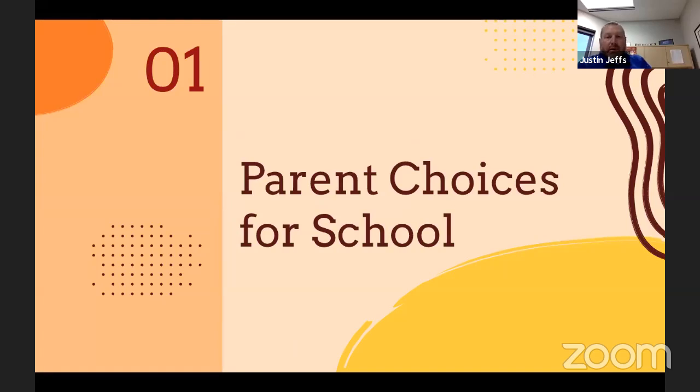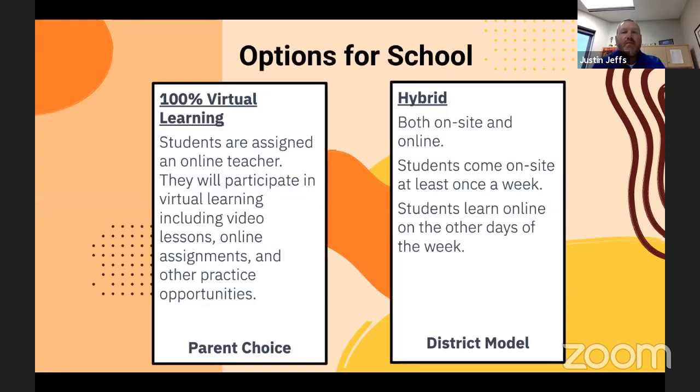Okay. Parent choices for school. All right, so options for school. There's a 100% virtual learning option. As you all know, students are assigned an online teacher. They will participate in virtual learning, including video lessons, online assignments, and other practice opportunities. That's a parent choice. There's also a parent choice to participate in the hybrid model that we're going to start with, which consists of both on-site and online. Students come on site at least once a week, and students learn online on the other days during that week.